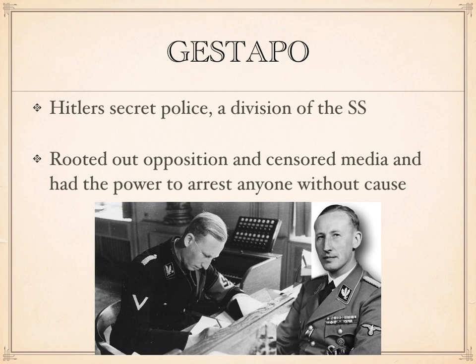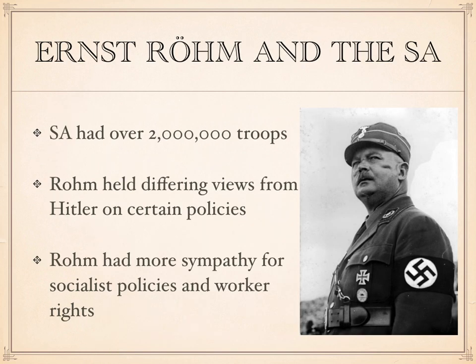After the Enabling Act, there were really only 2 real threats to Hitler's power. The first was from within his own party and from the brown shirts, who were under the control of this man here, Ernst Röhm. So Röhm was somewhat independent of Hitler. He was in charge of the SA and he held differing views to Hitler on certain policies.